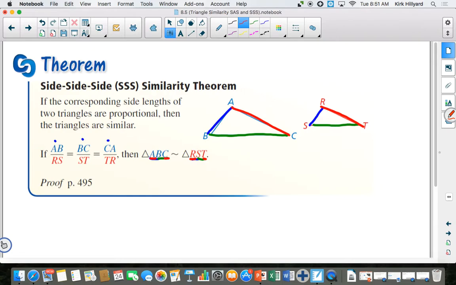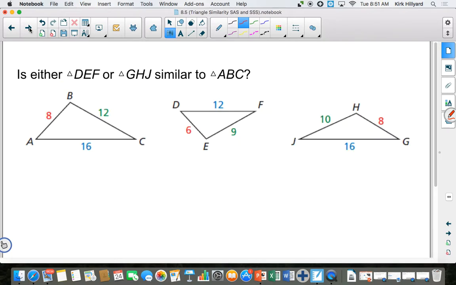So you just have to match up the proportions, and then you set them up as fractions and simplify them. If they are equal, then the triangles are similar by the side theorem. Okay? So here's an example right here, and they color-coded these for us to make life a little bit easy. We go 8 over 6 equals the green, 12 over 9, equals the blue, which is 16 over 12.